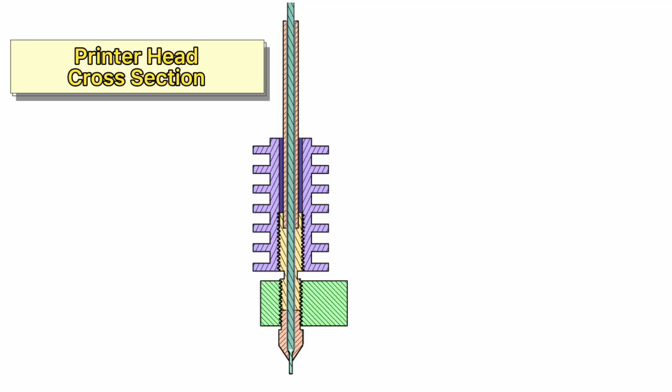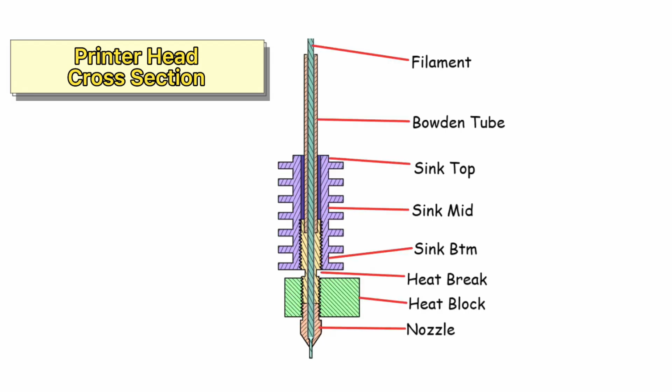To further illustrate this point, I've created a cross-sectional model of a typical 3D printing head and all the various components there. Real quick, here are all the components labeled, and we plan to measure the nozzle, heat block, heat break, bottom of the heat sink, middle of the heat sink, and top of the heat sink.